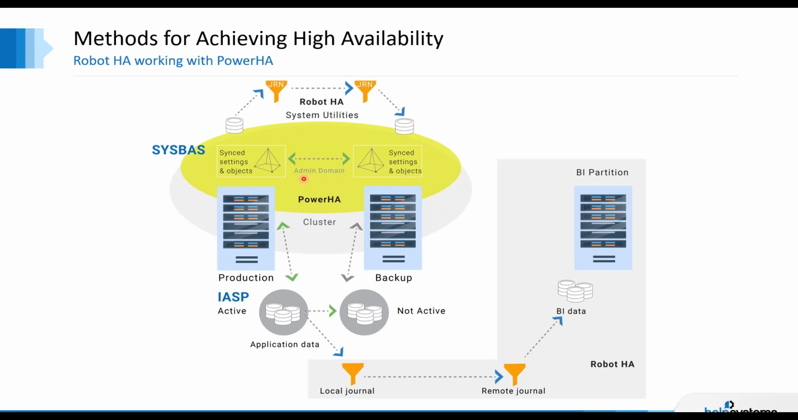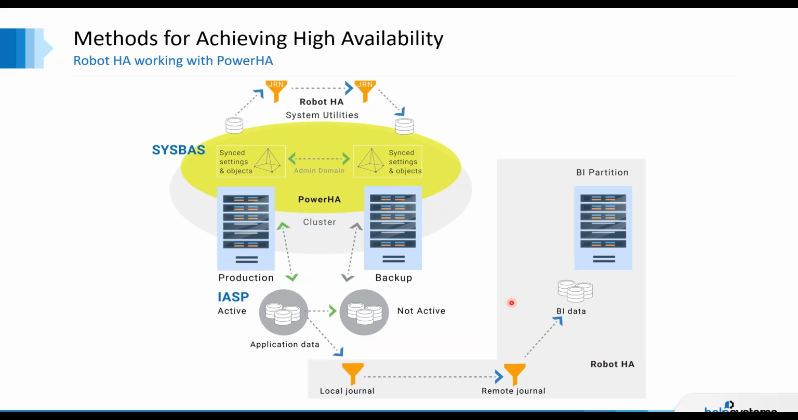But in this scenario here, we have a customer using Robot HA in sysbase, replicating sysbase for Power HA. We have Power HA replicating your business data, and then we have Robot HA replicating from the IASP out to a BI partition. So in that case, the customer is doing their BI on a secondary server, secondary partition, which is certainly some flexibility that you get by combining the two technologies together.